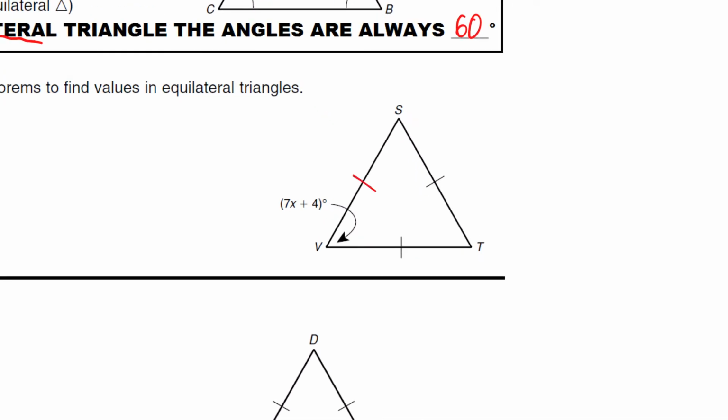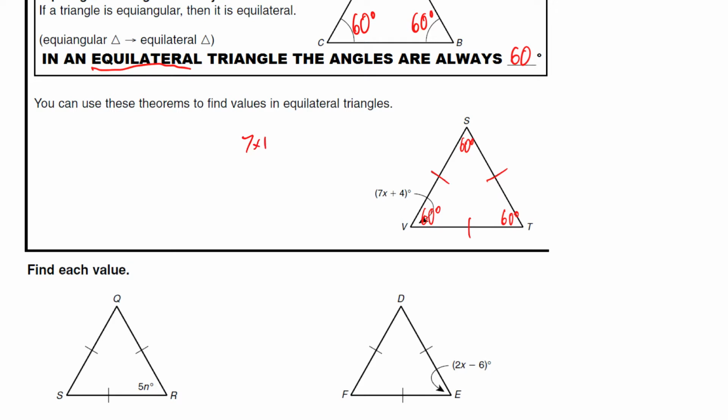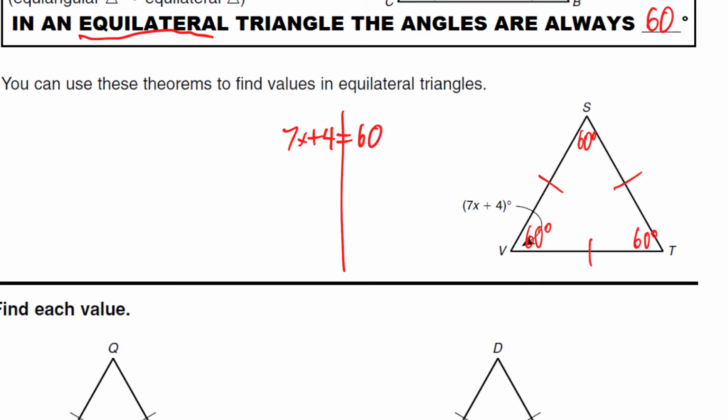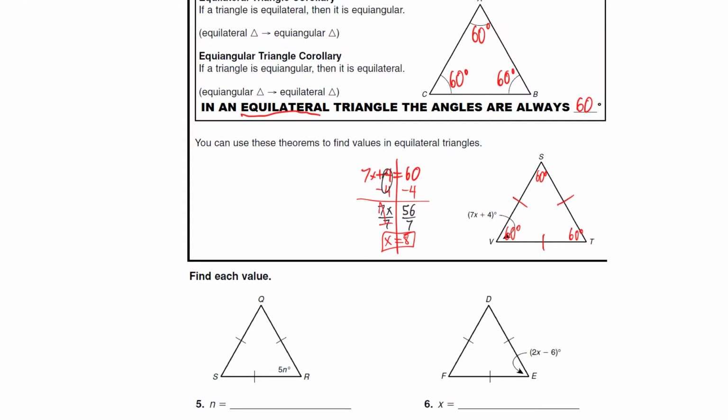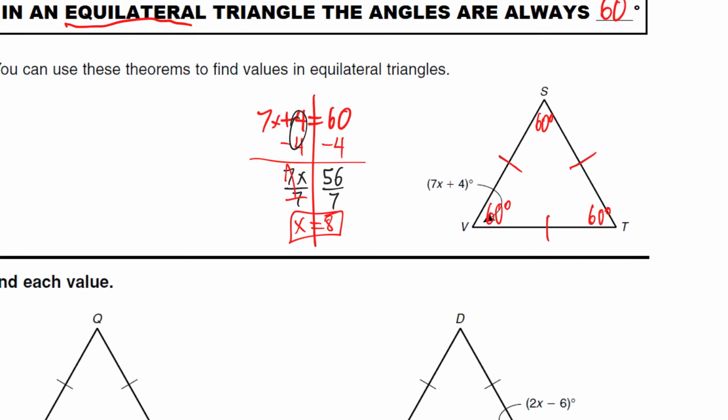So on this one right here, all three sides are the same length. So it's equilateral, which means all the angles are equal. It's equiangular. So what I'm going to do here is just set 7x plus 4 equal to 60. All right, subtract 4 from both sides. So we get 7x equals 56, divided by 7. And so x equals 8.